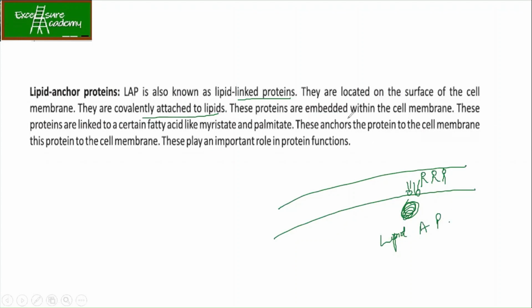So these proteins are embedded within the cell membrane. They are linked to certain fatty acids like myristate and palmitate. Guys, this is something you need to remember. These anchor the protein to the cell membrane. They play a very important role in protein function, mainly in cell signaling, where we'll see what different kinds of peripheral proteins are doing.